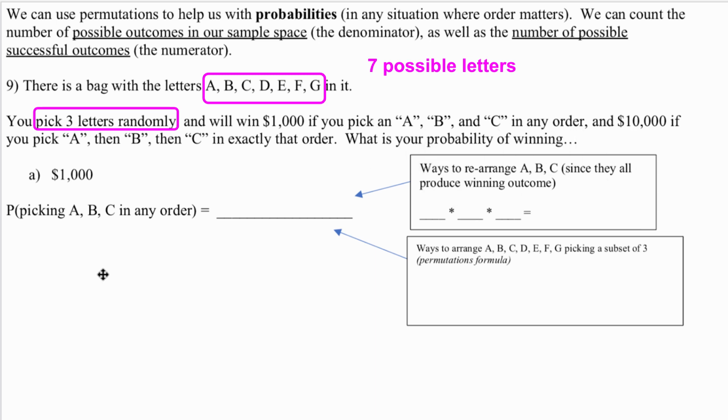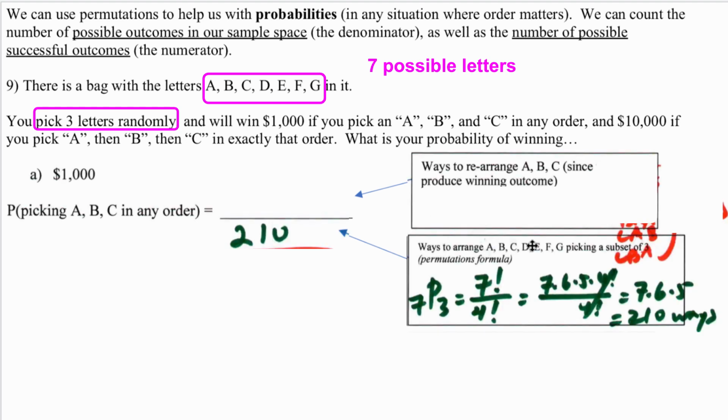Okay? So first off, let's think about the denominator. How many different ways are there to pick A, B, C, D, E, F, G? Pick a subset of 3 total. Well, that is going to be, again, you can use the multiplication counting principle or the formula. I'm just going to pick the formula. So we think, how many am I picking from? How many am I picking? So it goes like this.